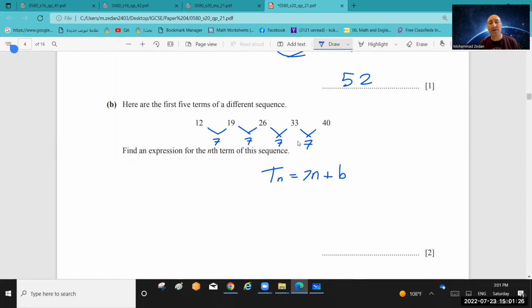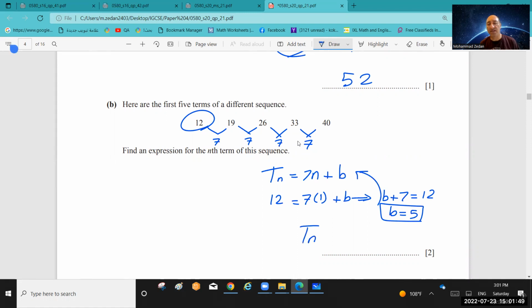To find the number b, you just substitute. You can take any term. For example, the first term, 12, you just write it instead of tn. And of course, since you take the first term, you have to put n equals 1, plus b. Now the equation is b plus 7 is equal to 12. Consequently, b is 5. Just bring 5 here into the form of the nth term. So tn is 7n plus 5.